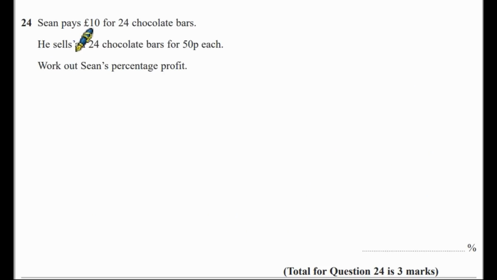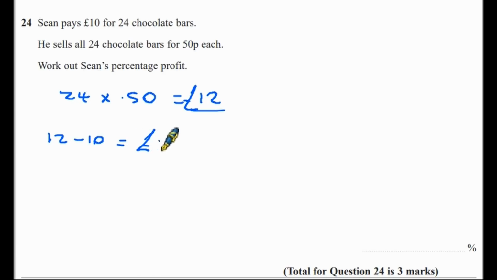Question 24. Sean pays £10 for 20 chocolate bars. He then sells all the bars for 50p each, and we're asked to work out his percentage profit. Well, first of all, if he is selling 24 bars and they are 50 pence each, that's 24 times 0.50. That equals £12. So he sold them for £12. 12 minus 10 means his profit is £2 in total.